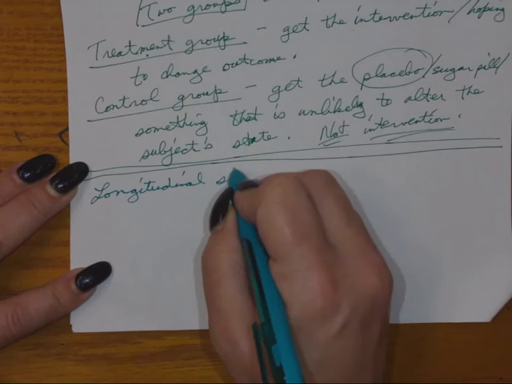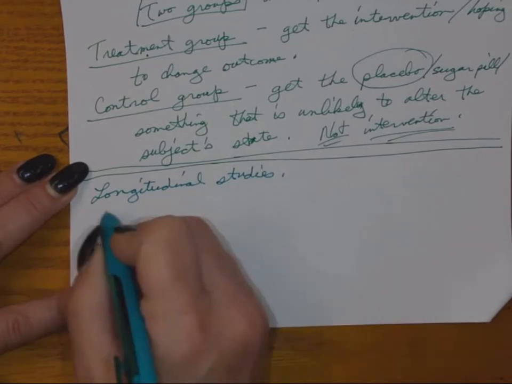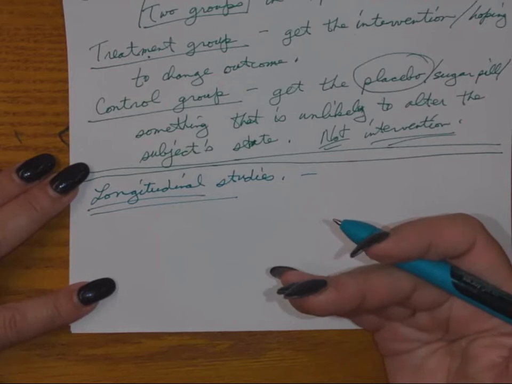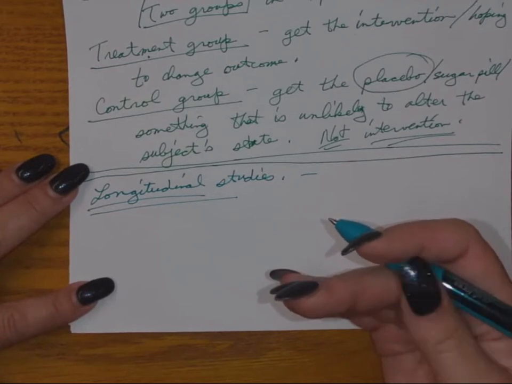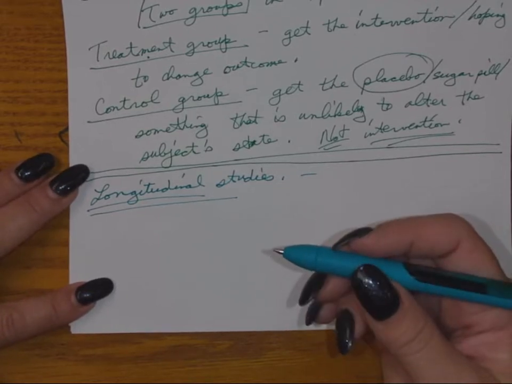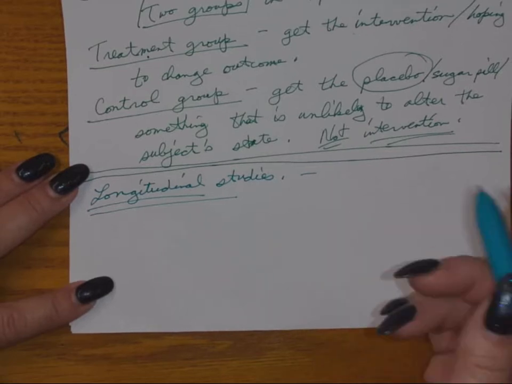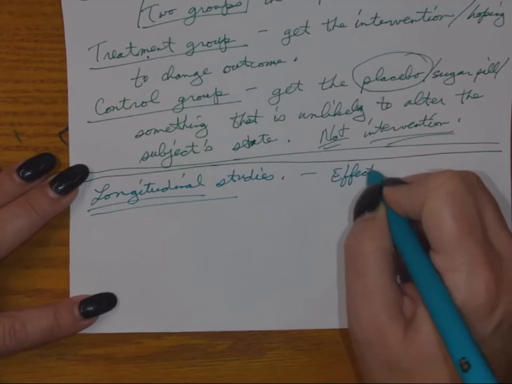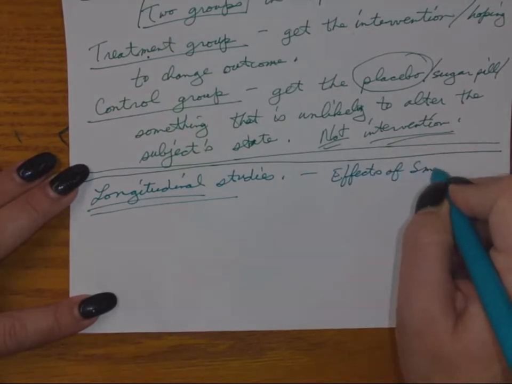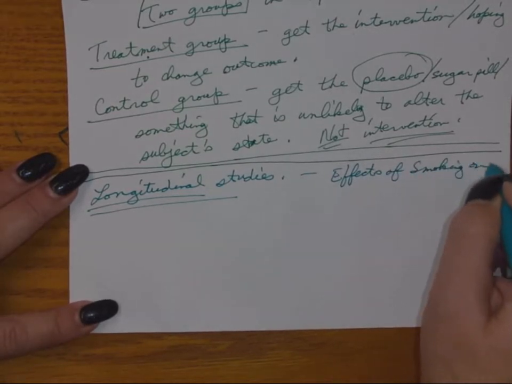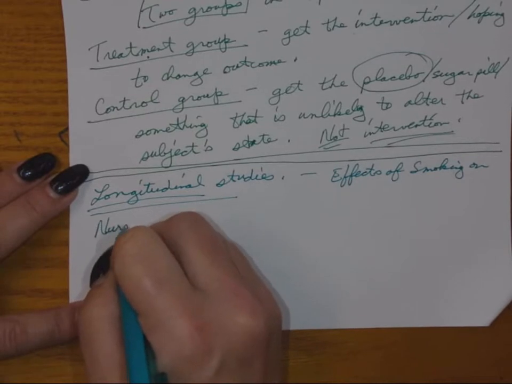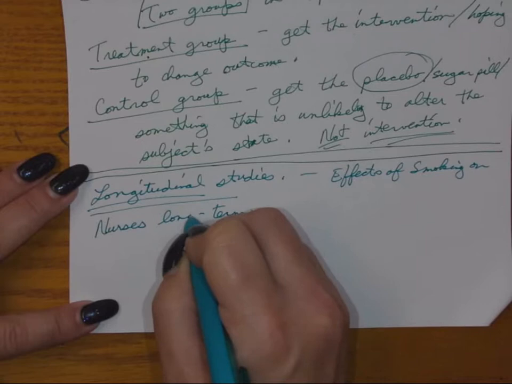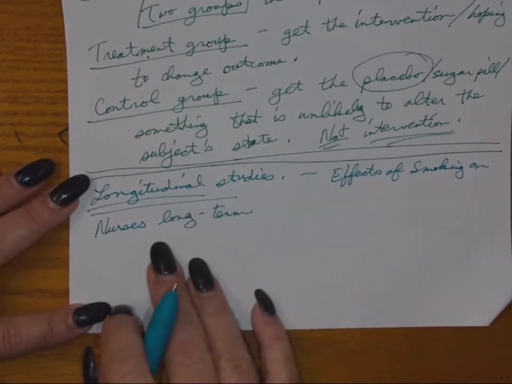Longitudinal studies. Okay, what does that mean? Okay, long. They're really long, so it's not something that we're going to study for 6 months and be done. Okay, these would be years and years and years. One of the studies that I've seen in a couple of books was the effects of smoking on nurses long term. Okay. And this particular study is a 40-plus year study.